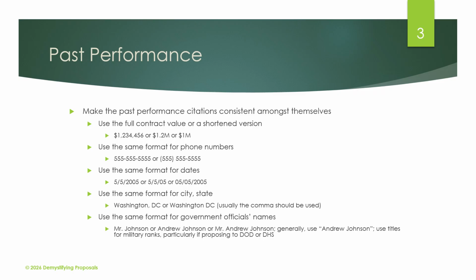A few other notes on past performance citations. You want to make sure that you make the past performance citations consistent amongst themselves. So you can either use the full contract value, $1,234,456, or you can use 1.2 million, or you can use 1 million, but be consistent in each of your citations. If it's important that the value be of a certain size, then think about that when you round the value, because that may not show the information that you need in order to be compliant.